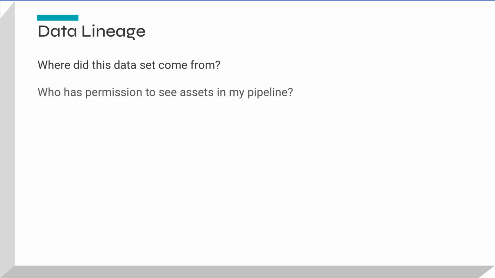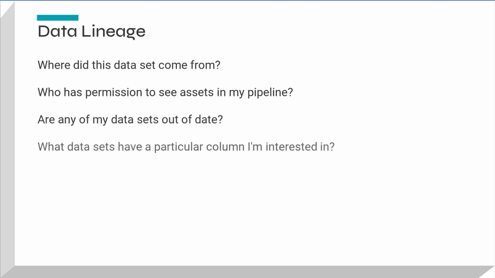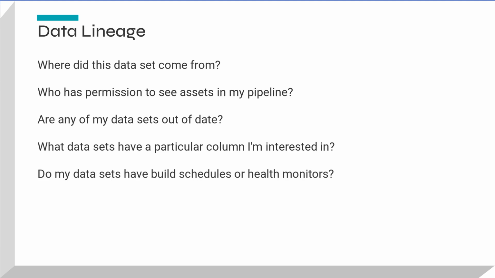We use Data Lineage to answer questions like, where did this dataset come from? Who has permission to see the assets in my pipeline? Are any of my datasets out of date? What datasets have a particular column I'm interested in? Do my datasets have build schedules or health monitors?